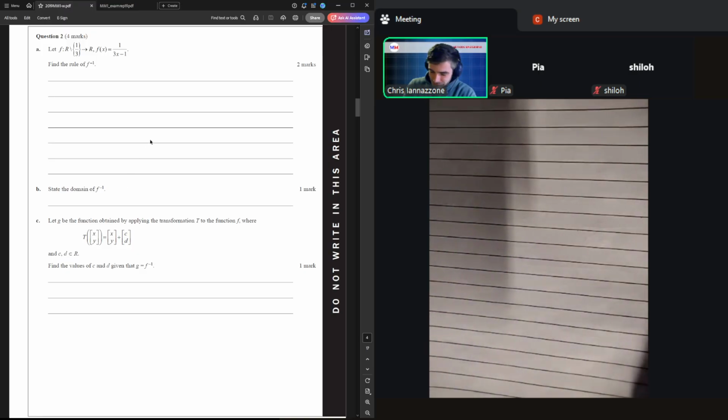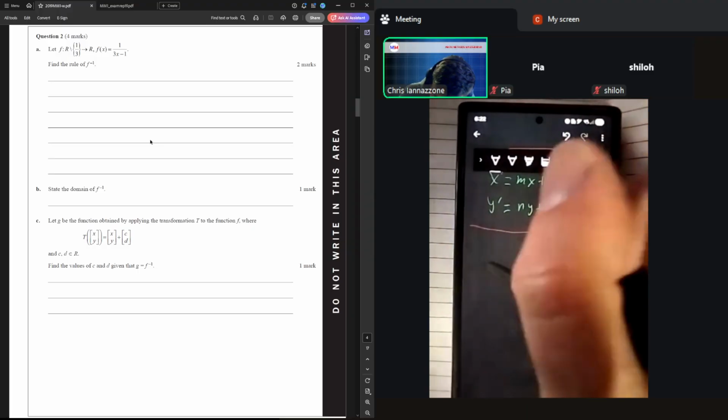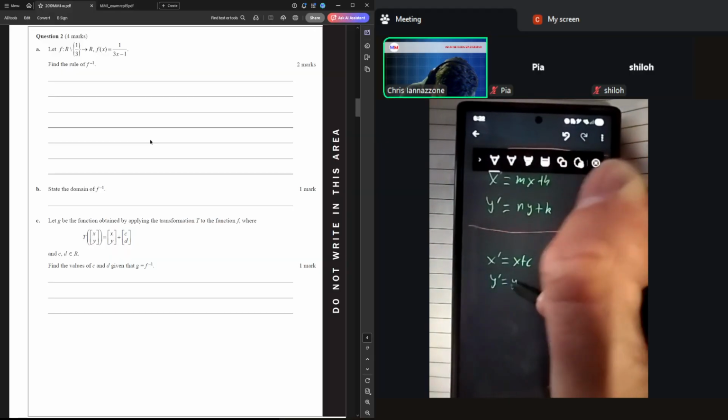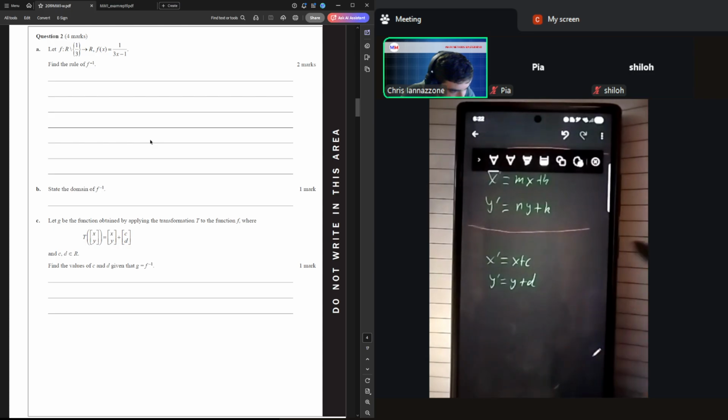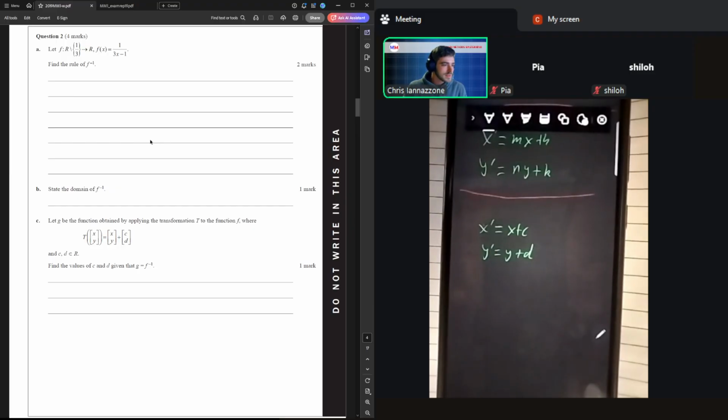Okay, this one I need to give you. So this one's going to be x dash equals x plus c, y dash equals y plus d, was it? Yeah, d. So that's the transformation sequence. Find the values of c and d given that g is the inverse. So the transformation is being applied to f, the original function.